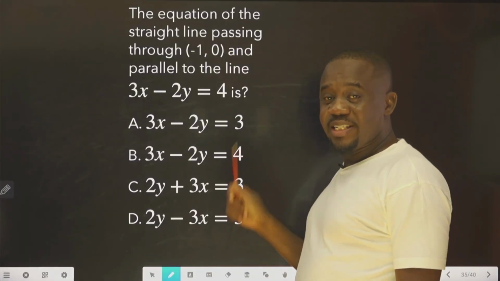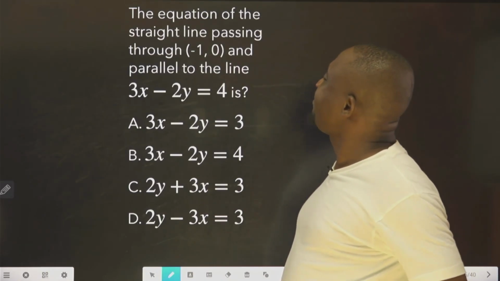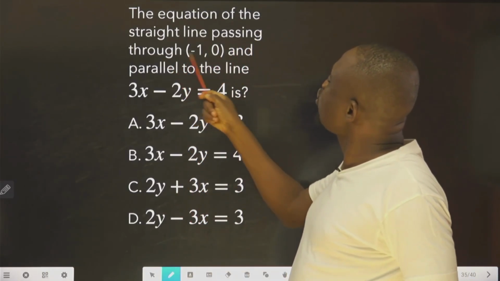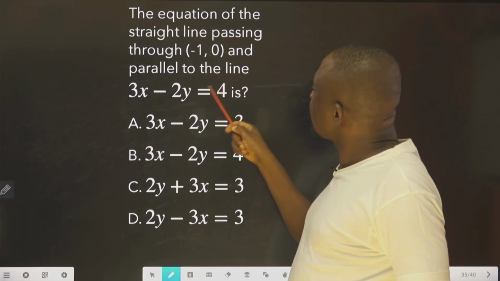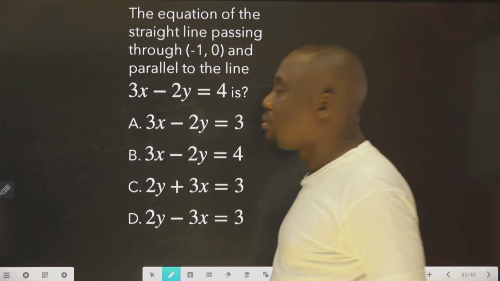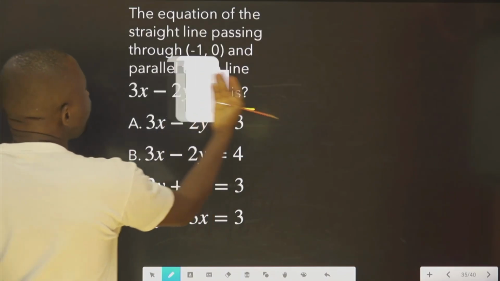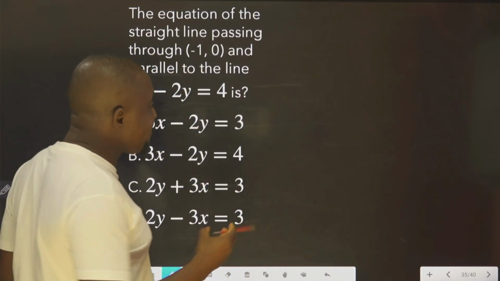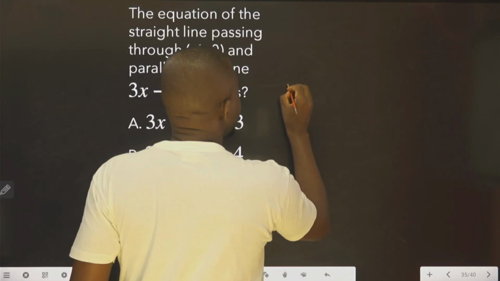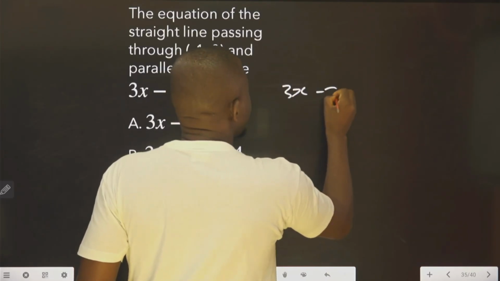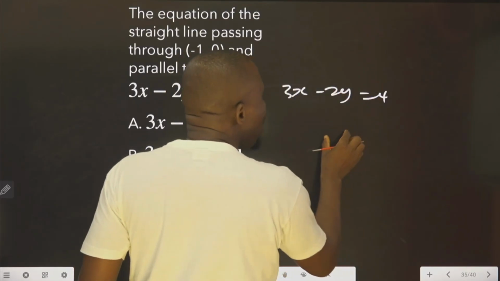Thank you. Let's look at this. It says the equation of the straight line passing through this and parallel to this line is what? Because we are told about parallel, we need to find the gradient of this very fast by saying 3x + 2y equals 4. Why are we looking for the gradient?